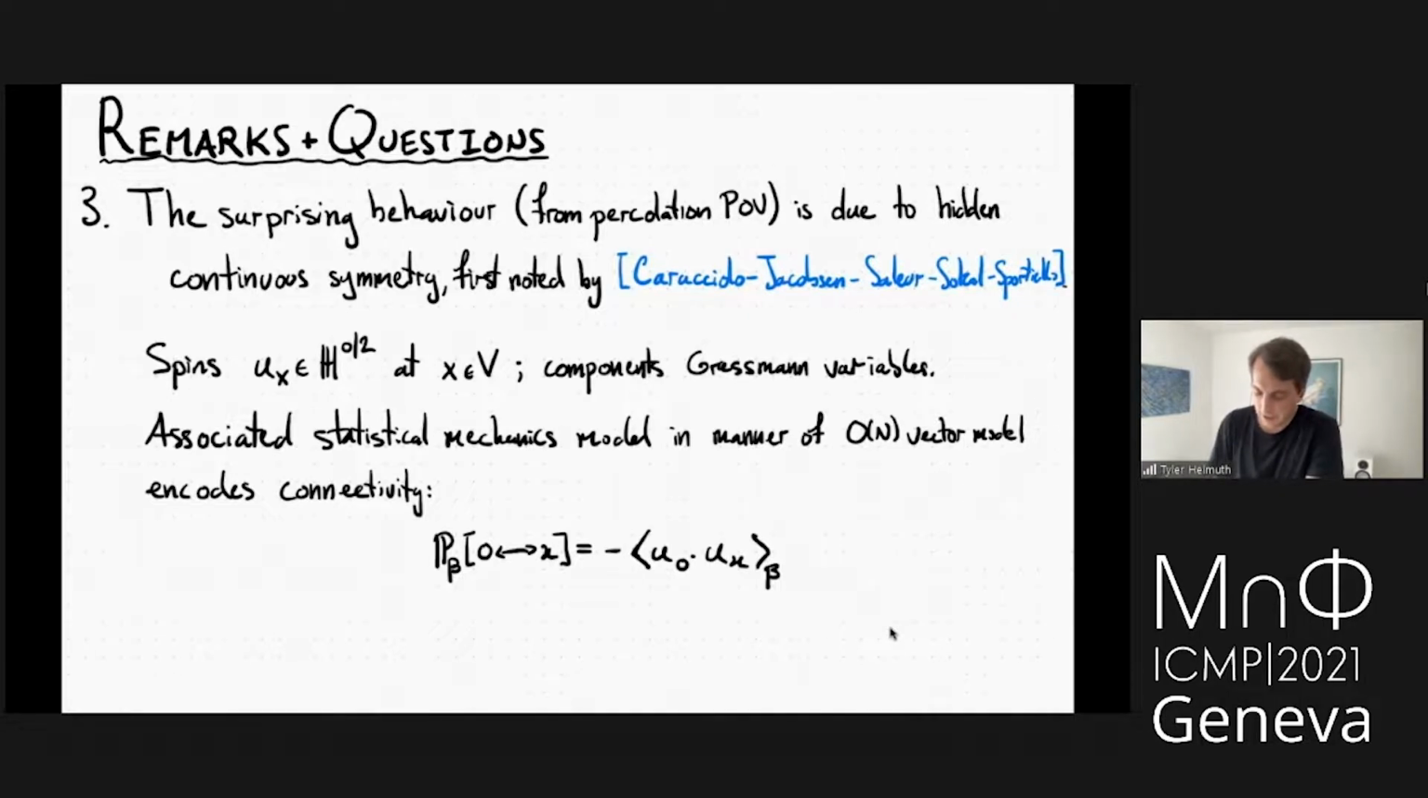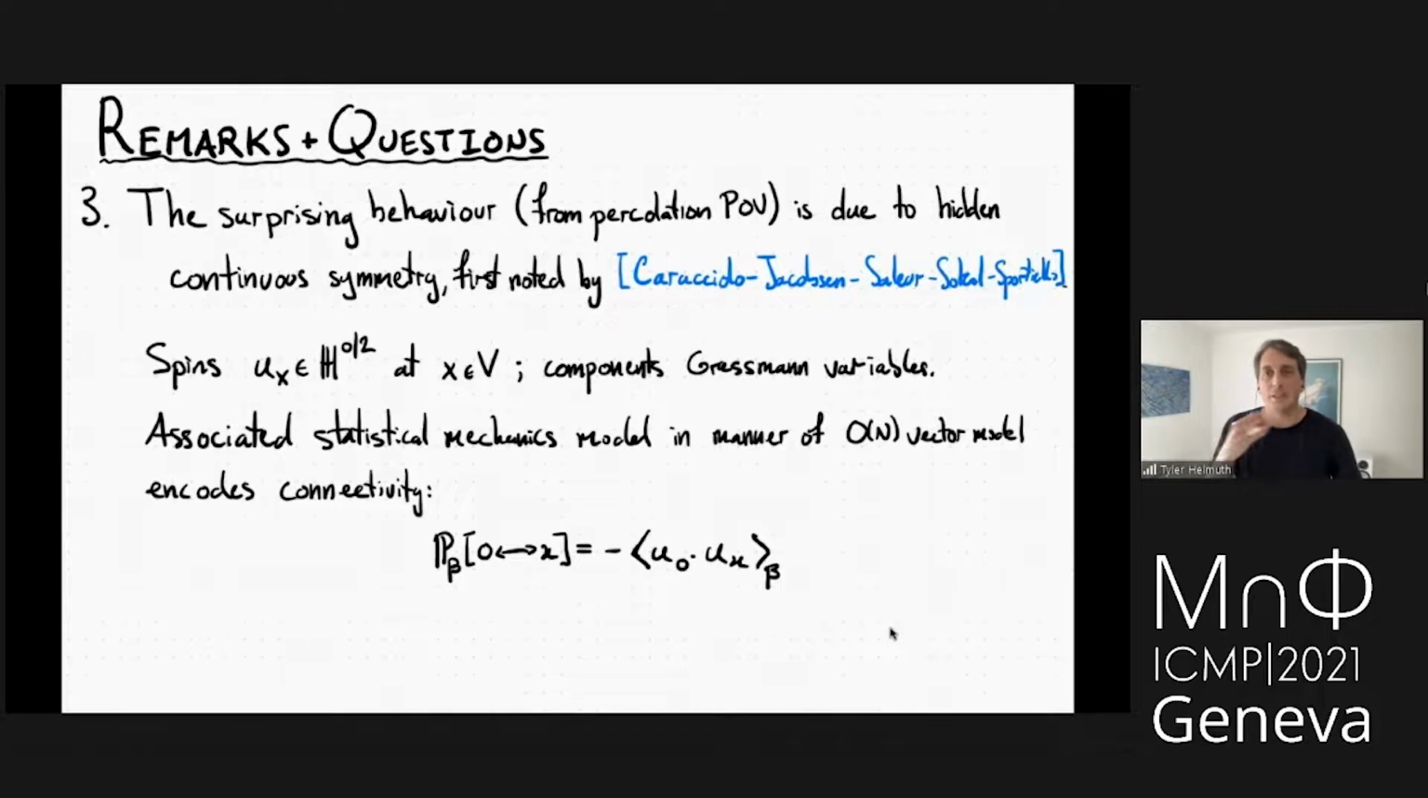but Caracciolo, Jacobson, Saleur, Sokal, and Sportiello, in a paper that motivated us quite a lot, showed that there's a hidden continuous symmetry in this problem. And once you know there's a continuous symmetry, then the discussion of Christophe at the beginning of his talk sort of explains why you might expect these phenomena, or at least some of them.